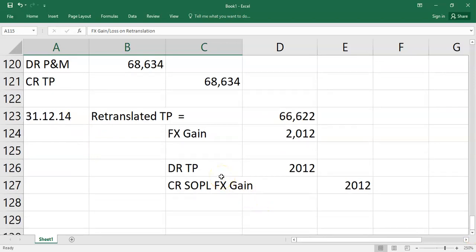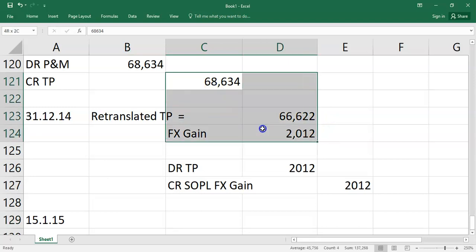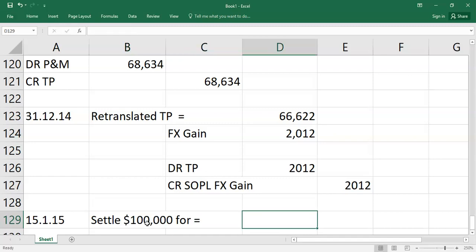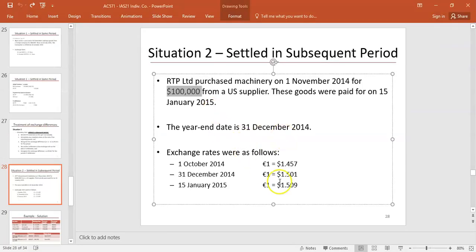So your trade payable now going into 2015 will be 66,622. The 68 is now gone; it's been retranslated down at the year end. So you're going to settle the $100,000, and how much you're going to pay on the 15th of January, you're going to divide by 1.509.